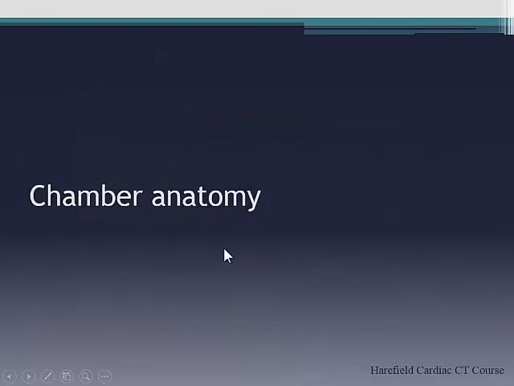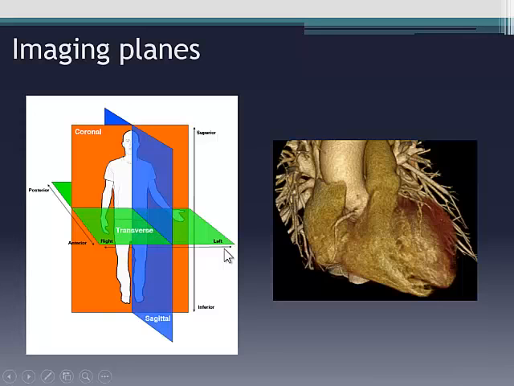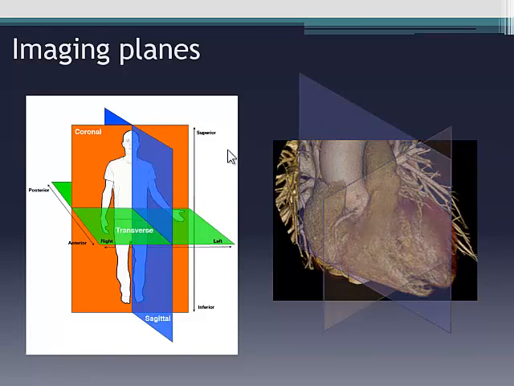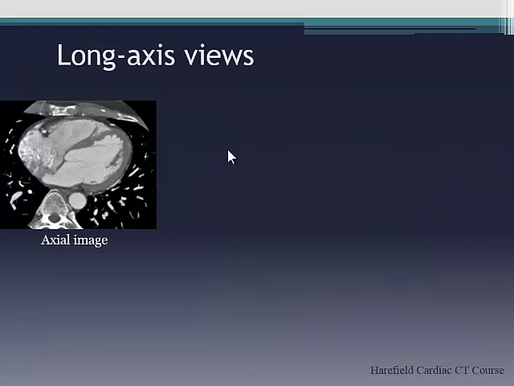Okay, so going on to the chamber anatomy now. Okay, so remember your standard orthogonal planes. So axial image, which is the transverse image, coronal from the Latin crown, and sagittal from the Latin sagitta, meaning arrow. So easy to orientate yourself. And we'll always look at these 3 planes. So here's Taryn showing them how you split up. So here's the axial image.